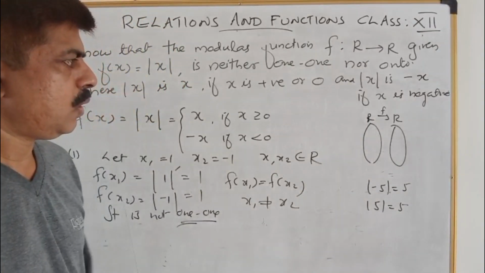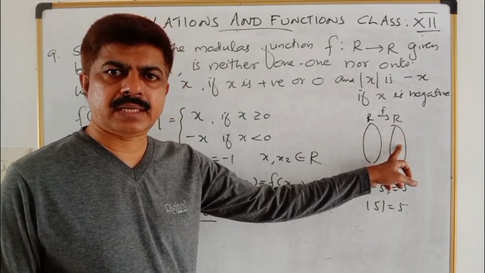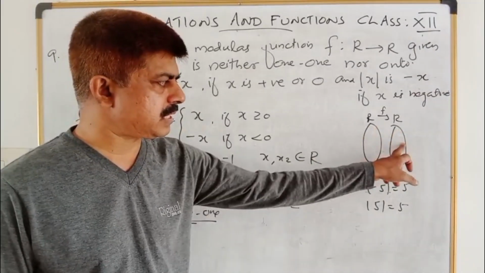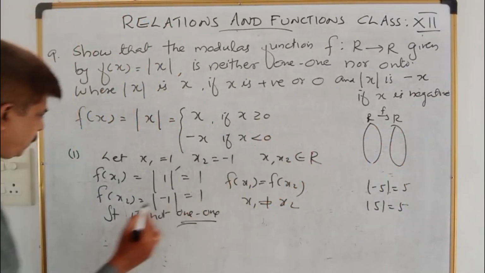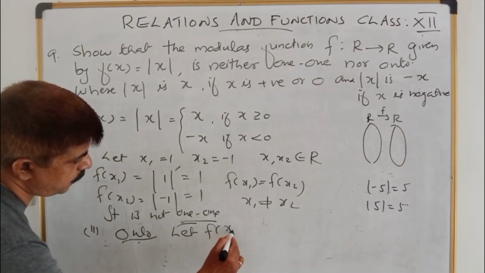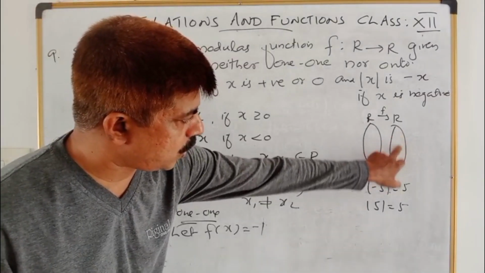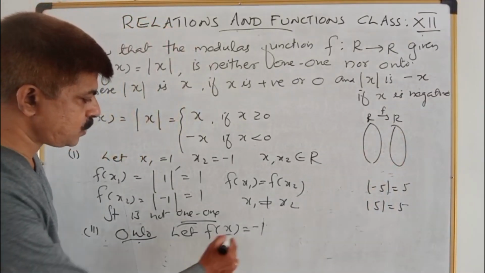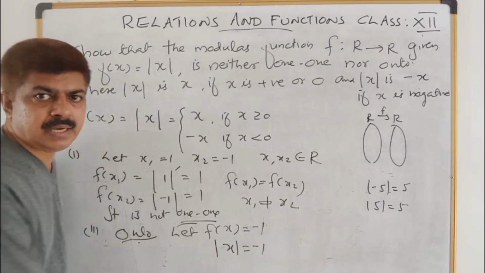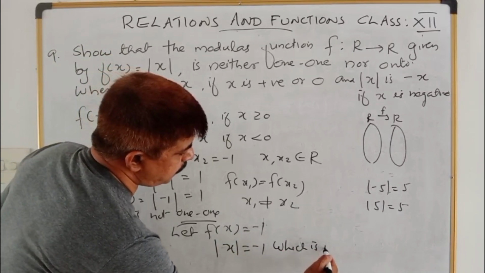How will you prove it is onto? Onto means we have to select one element from the second set, the codomain. This is x, this is f of x. Now we are checking whether it is onto or not. For onto we have to choose, let us take f of x equal to negative 1. These are all the elements in the second set, the codomain. But this is not possible. F of x equal to negative 1 means mod x is equal to negative 1. Is it possible? This is not possible, right? Mod x equal to negative 1 is not possible.